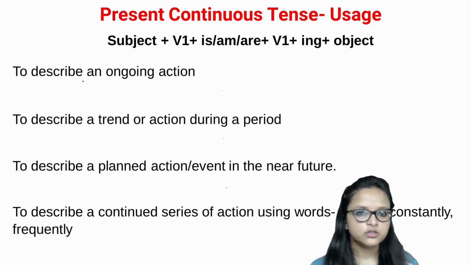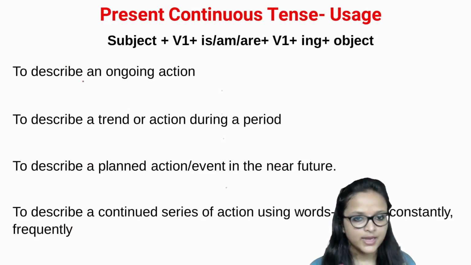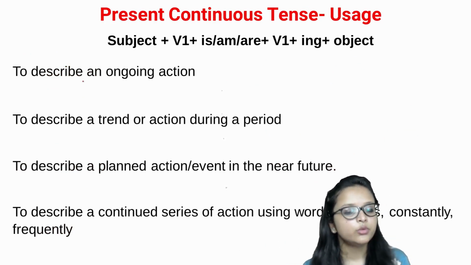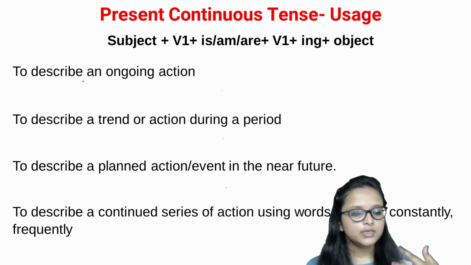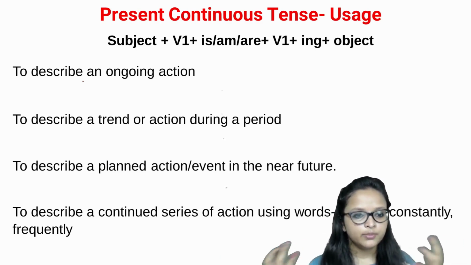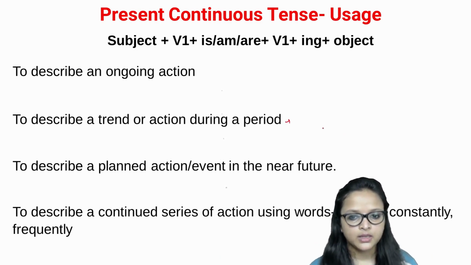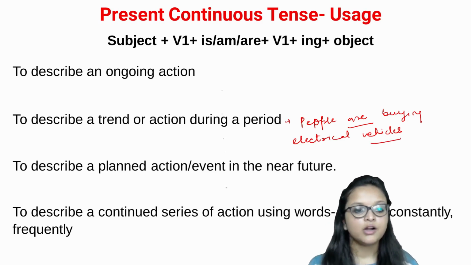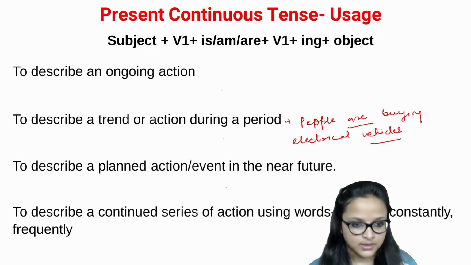Moving to the usage of present continuous tense. As I said, you use it to describe an ongoing action, the action which is still in progression. Then to describe a trend or action during a period, like I say people are buying electrical vehicles. It is a trend that people are following. Okay, people are using less plastic.